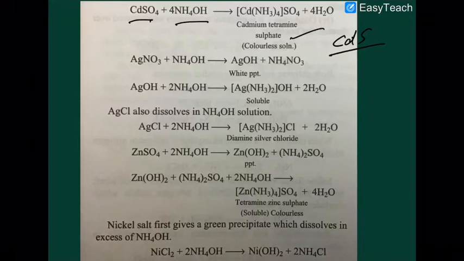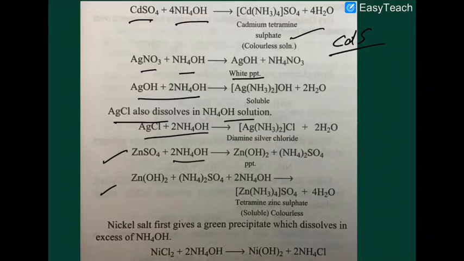Similarly, if you add silver nitrate to ammonia, it will give you a white PPT. That white PPT is soluble in excess of ammonia. The same happens in case of AgCl, which also dissolves in ammonia by forming a complex. Similarly, this question with zinc and copper is a very popular question. When you take a zinc 2+ cation and treat it with ammonia, it will give you a white PPT of zinc hydroxide, which is soluble in excess of ammonia and forms a soluble salt.